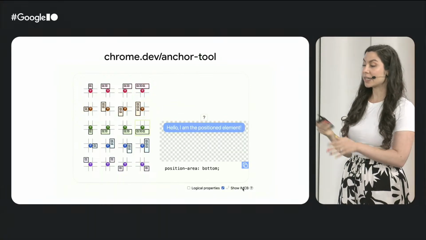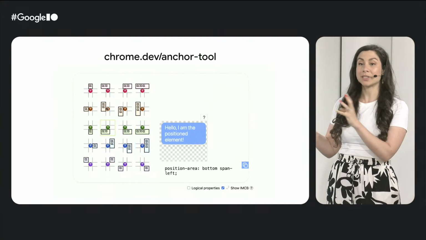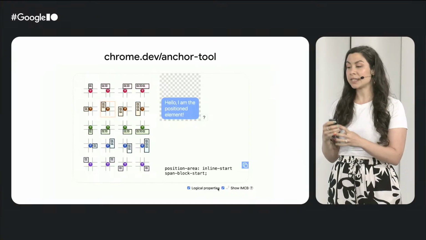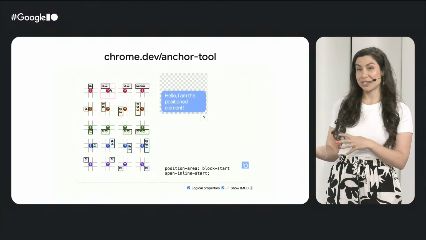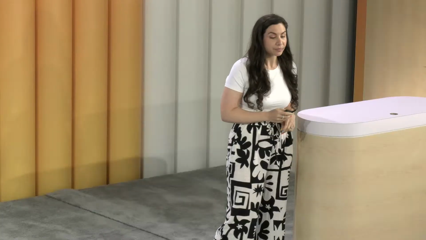And you can also see the containing block. This is the inset-modified containing block where that anchor is being positioned. So that is one of the interesting key details of anchor positioning. It has this inset-modified containing block. This helps you visualize where it is.